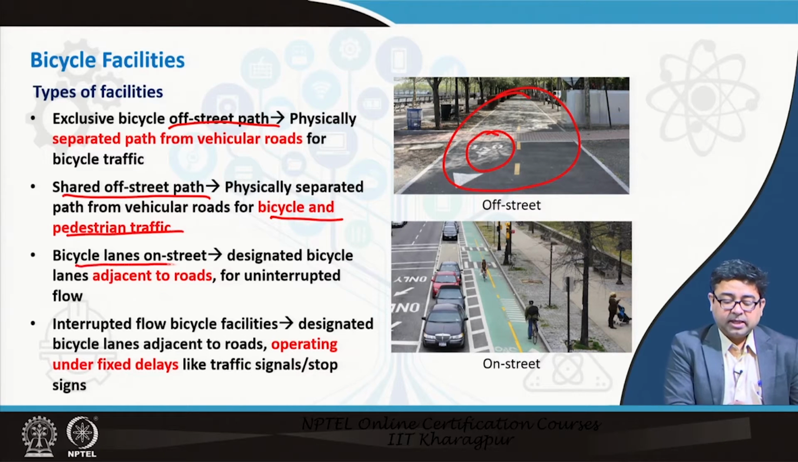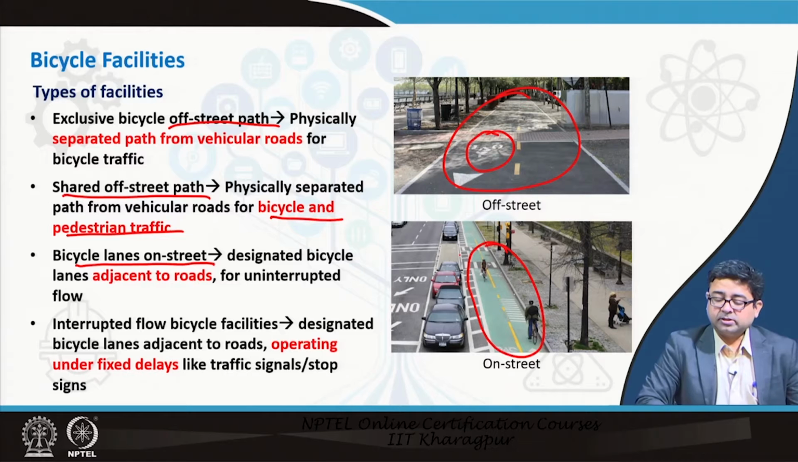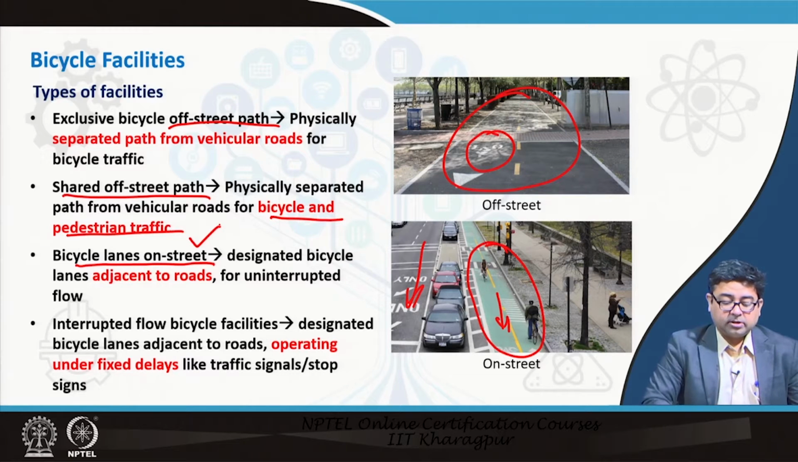Then there are bicycle lanes on the street. These are examples of bicycle lanes on the street, where sometimes they are depicted by a different pavement color. Here in this case it is green, it may be red or some other color, but it is demarcating the bicycle route from the regular traffic route. There is some kind of demarcation saying that bicycles can take that route. So, they are called bicycle lanes on street.